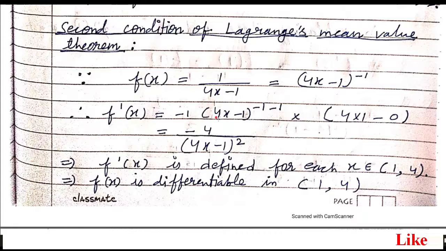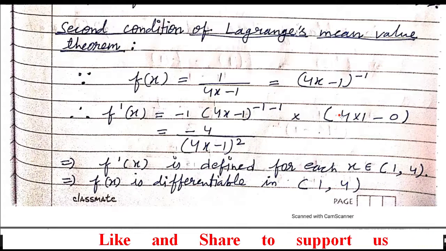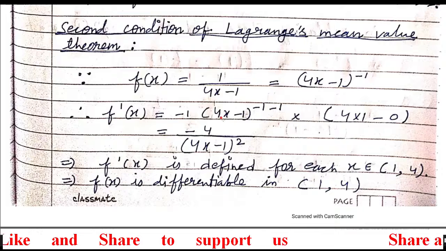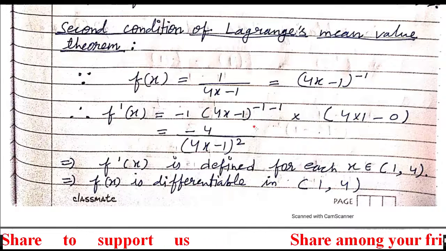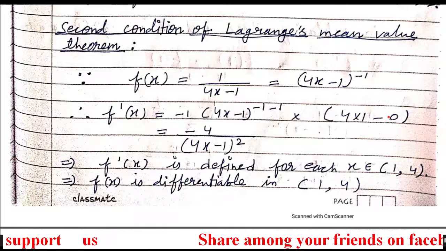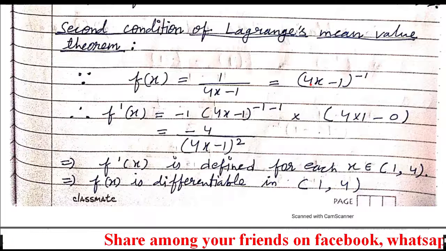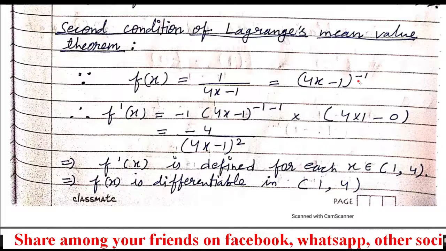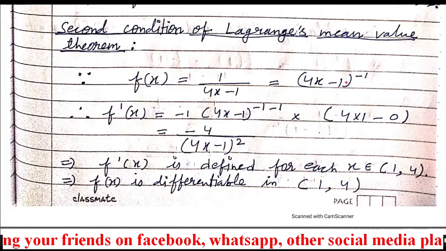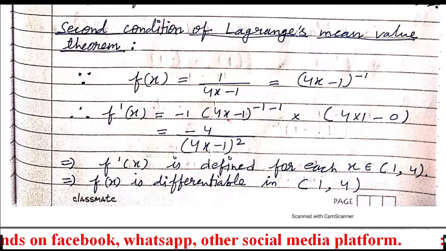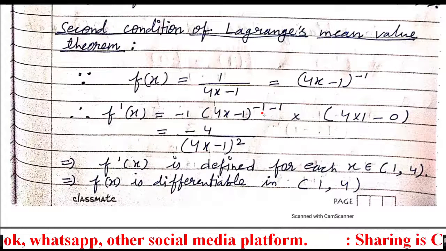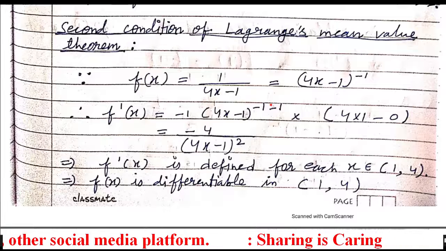Then according to the chain rule, we have to differentiate this bracket also. When we differentiate 4x minus 1, 4 is the coefficient, so it will come in front, and the differentiation of x is 1. And the differentiation of minus 1 is 0. I am repeating again. We first assume it as x to the power n, and the differentiation of x to the power n is n x to the power n minus 1. So what is n here? Minus 1. That's why minus 1 minus 1.